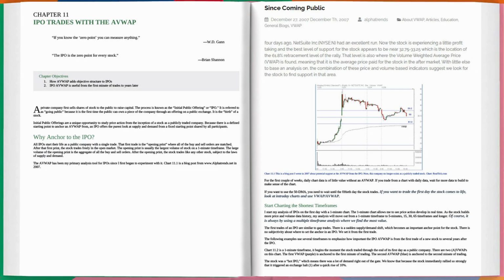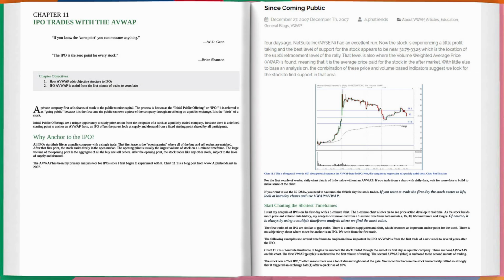The AVWAP has been my primary analysis tool for IPOs since I first began to experiment with it. Chart 11.1 is a blog post from www.alphatrends.net in 2007. For the first couple of weeks, daily chart data is of little value without an AVWAP. If you trade from a chart with daily data, wait for more data to build to make sense of the chart. If you want to use the 50 DMA, you need to wait until the 50th day the stock trades.